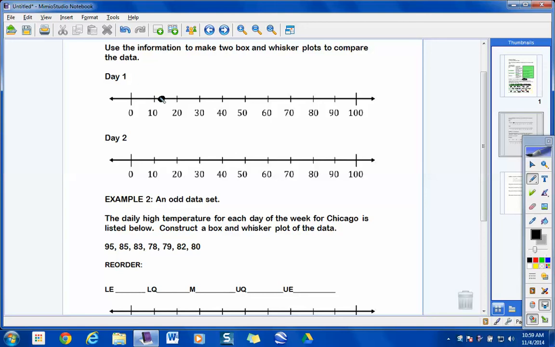Secondly, what was my lower quartile then? 23. So I'll put 23 as my lower quartile, say right about there. What do we get as a median on day 1? 34.5. So that's about right here in the middle. And then 42 was the upper quartile. And how about my upper extreme? 50. Okay.